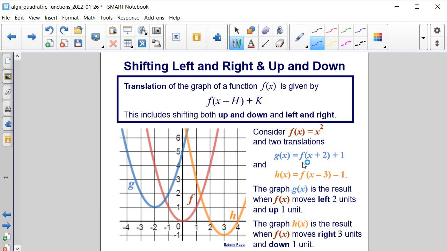Notice how g of x is the result of moving f of x to the left 2 units, or going 2 in the negative direction. Remember, we have minus negative 2, which is why it became a plus 2. And then we have 1 unit up, plus 1. So left 2, up 1. That's how we got to g of x. And then we have h of x is equal to f of, and then in parentheses, x minus 3, minus 1. The graph of h of x is the result of moving f of x to the right 3 units and down 1 unit.